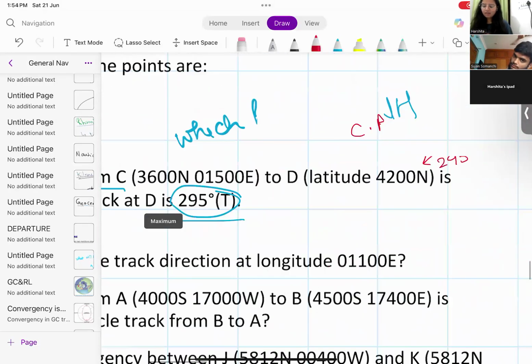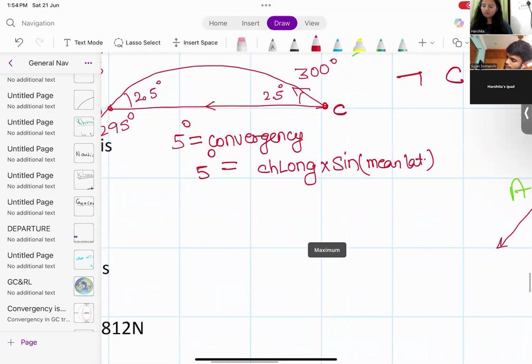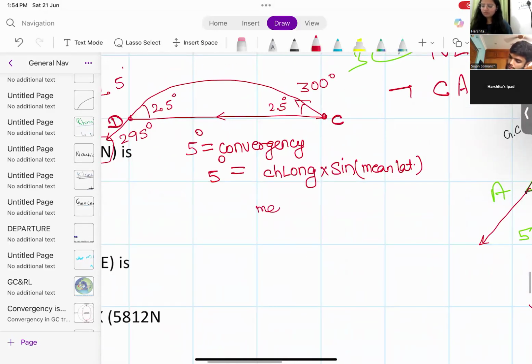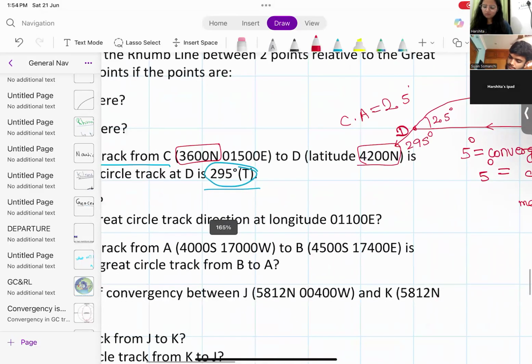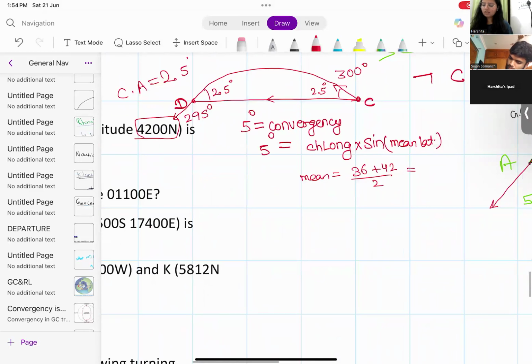Now, let's find the mean latitude. Latitude is 36 degrees north for C and 42 degrees north for D. So 36 plus 42 divided by 2 is 39. Sine 39 is 0.629. Change in longitude times sine 39.